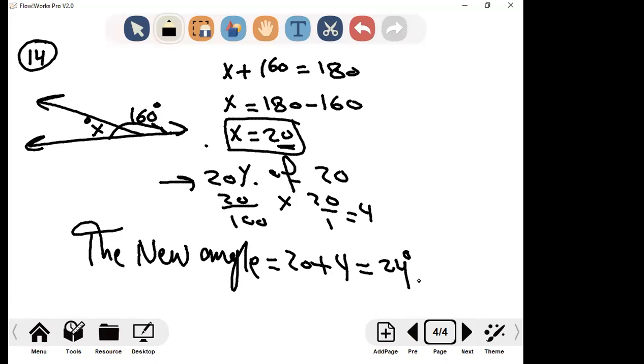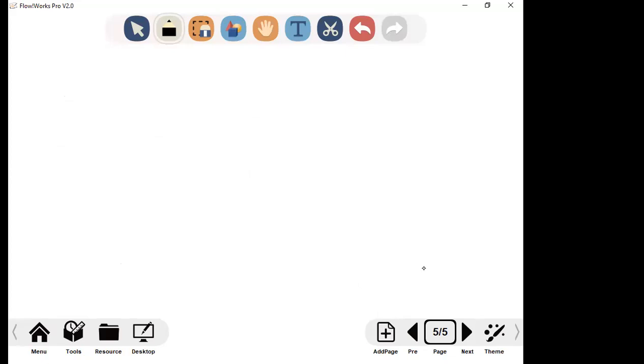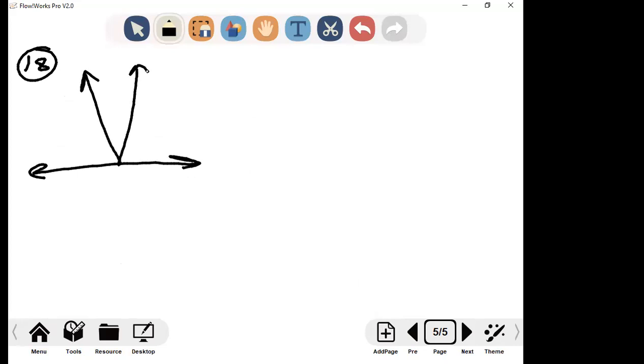Now question 18. Question 18, I will go back for you to these questions so you finish copying. I'll go to question 18 to finish the idea. Question 18, page 412. Also, we have this straight line, and we have three angles, and they are on a straight line.